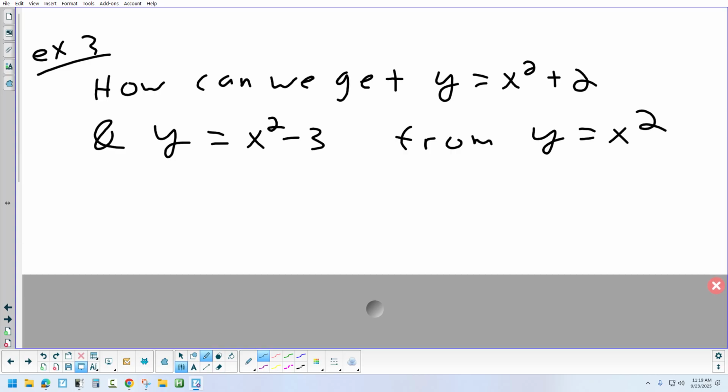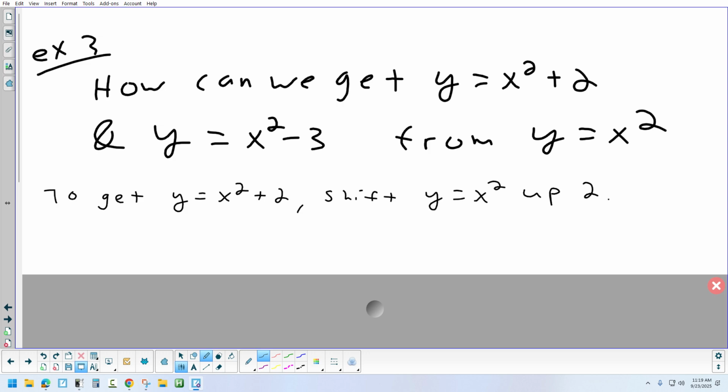And that's exactly what we'll write down. So to get y equals x squared plus 2, we would shift the original y equals x squared up 2. That's what the plus 2 does. And then how about to get this one? How do you think you'd get x squared minus 3 if you had the original and had to do something to it?